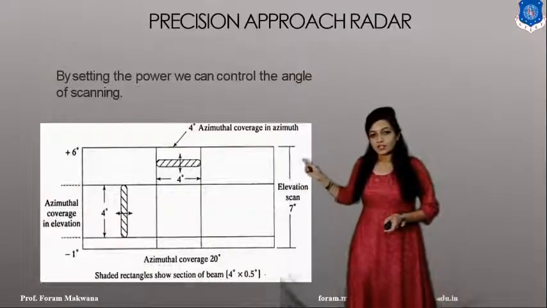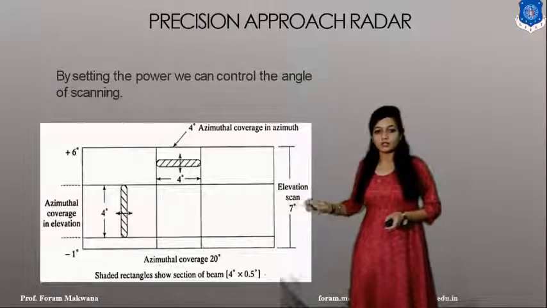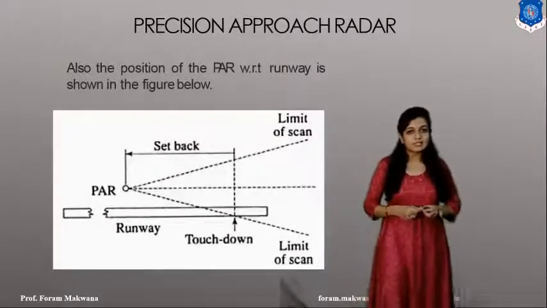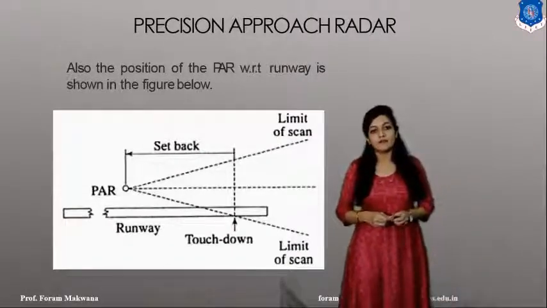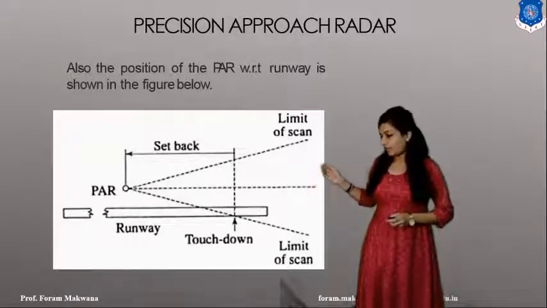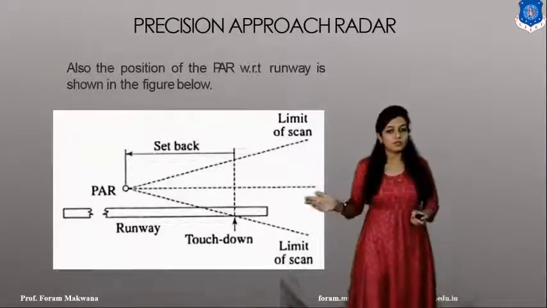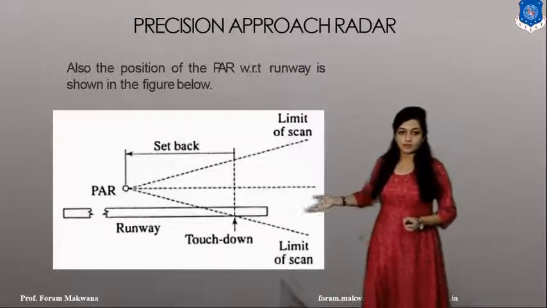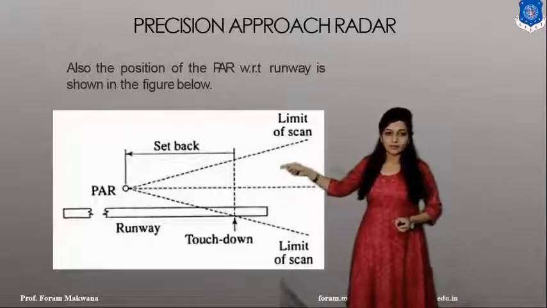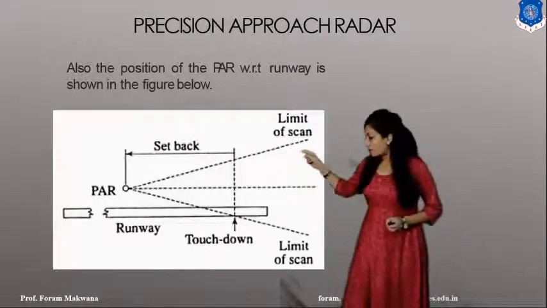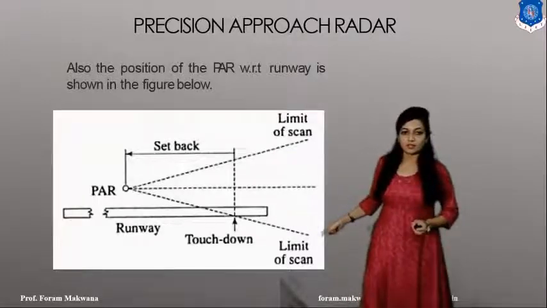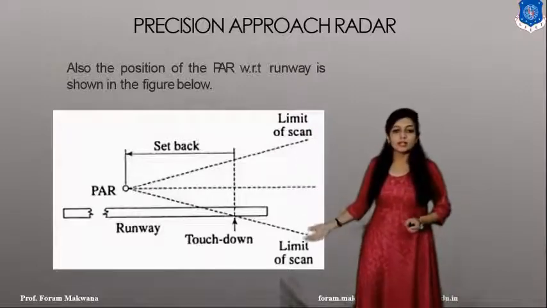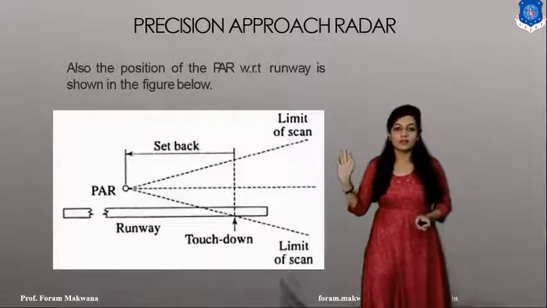So this shaded rectangular portion over here and over here, which shows the section of the beam, right? So the precision approach radar, which has the position of PAR with respect to the runway, is shown in the figure. Let's say over here, this is my runway, this horizontal path. The PAR is located over there, okay? And these are the limits of scan over here and over here. So it can scan for azimuth and the elevation for this amount of angle only.